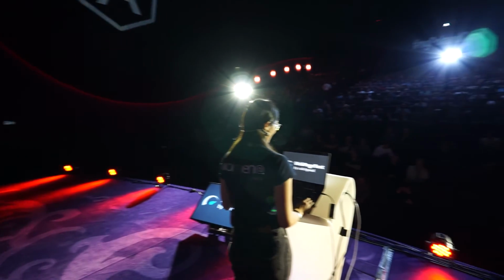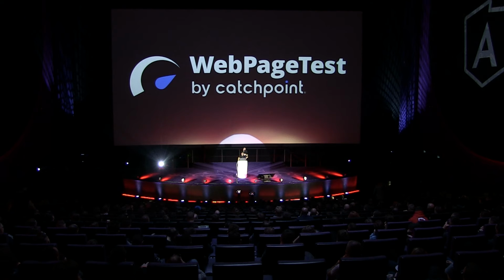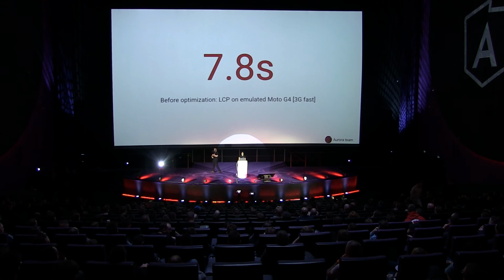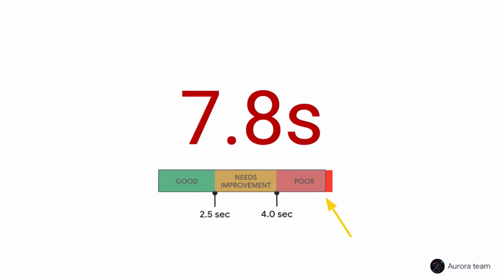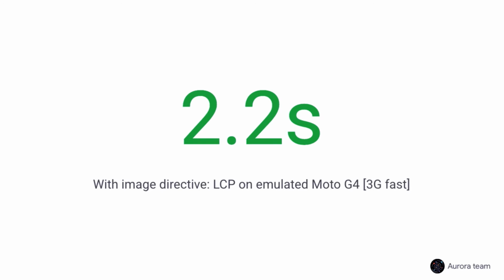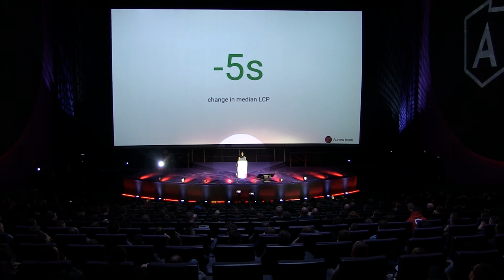So that you don't have to watch me run WebPageTest 10 times for each step, I did this ahead of time. I looked at the performance profile before we made any of our changes, with just our native image tags, and then after we made all the same changes that we just did together. Before our optimizations, the LCP at median was 7.8 seconds on an emulated Moto G4 device. After all of the changes we just made, we got the median LCP down to 2.2 seconds on the same device and the same connection. That's over 5 seconds of improvement in the median LCP with just a few performance tweaks.